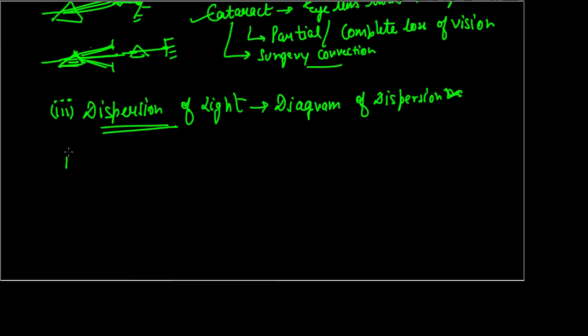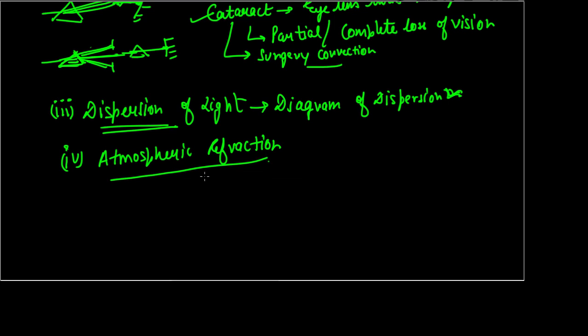Another important part of this chapter is atmospheric refraction, on the basis of which there are many phenomena. You should know the explanation of those phenomena, such as twinkling of stars, why planets don't twinkle, and why, because of the creation of apparent positions, there is early sunrise and delayed sunset. So atmospheric refraction, again, very important. Please go through it properly.